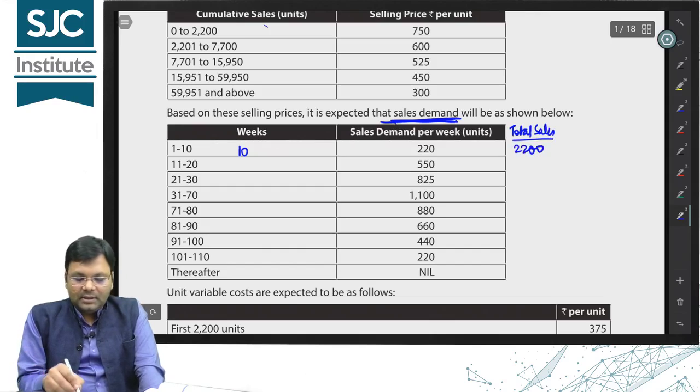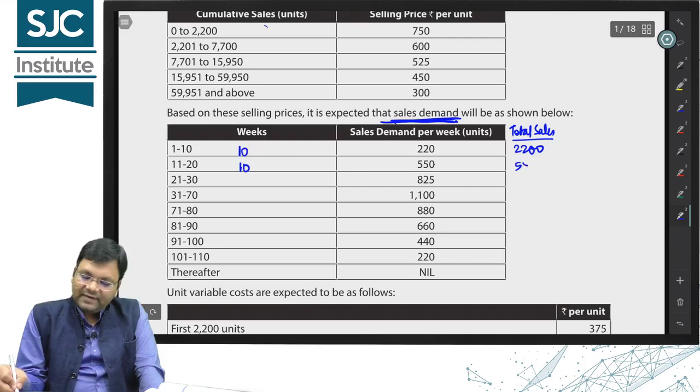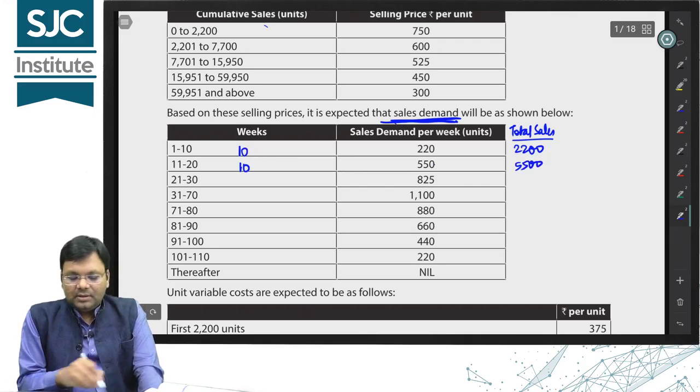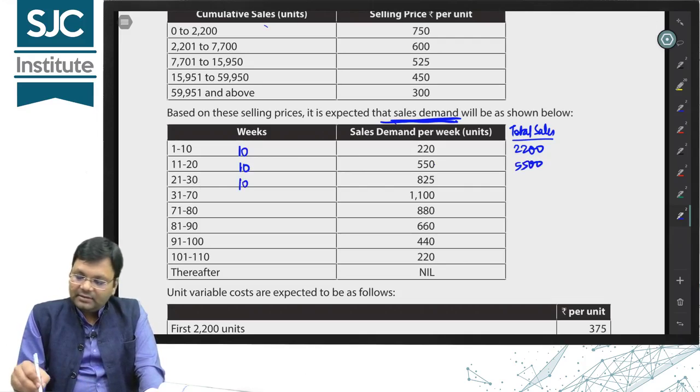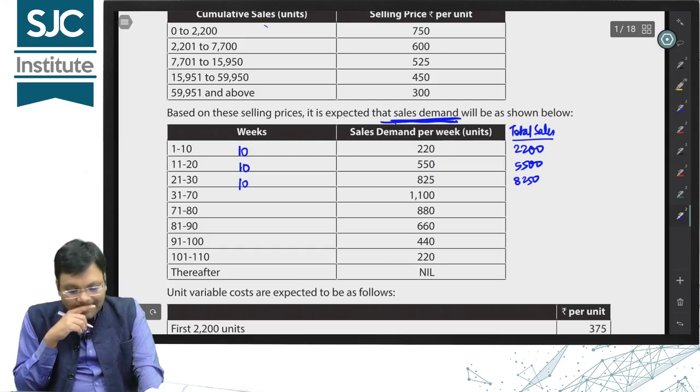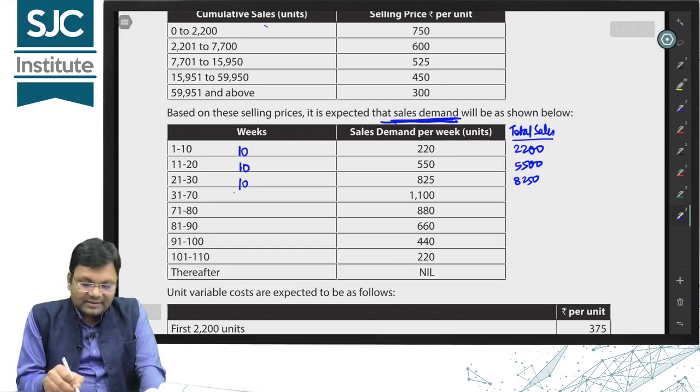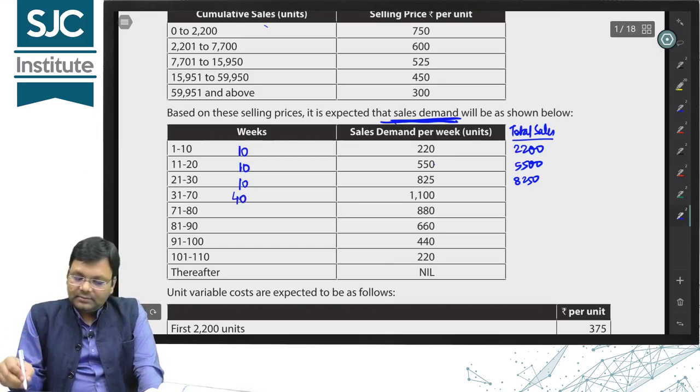2200. In next 10 weeks, 550 per week, so into 10 is 5500. Then in next 10 weeks, 21 to 30 is another 10 weeks. Demand is 825, so 8250. Then here you see it is 40 weeks. 40 into 1100 is 44,000.